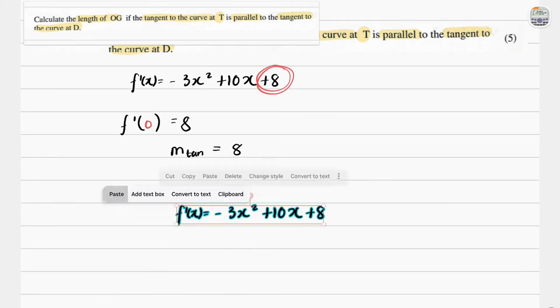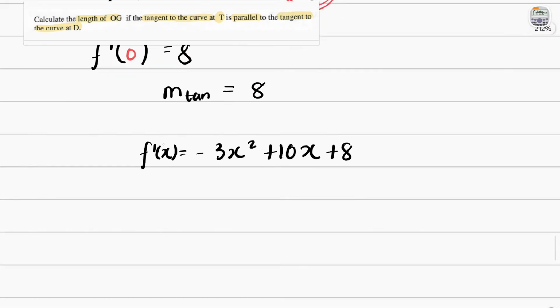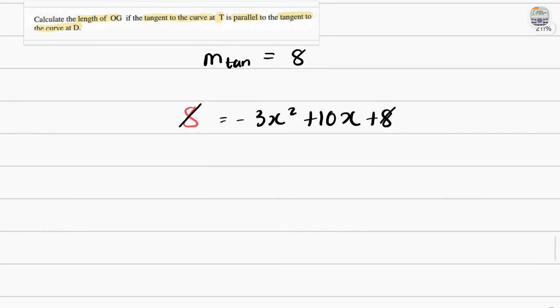We're going to use f prime of x because this is the general gradient of our cubic function. And we're going to find out where this gradient is equal to 8. From this equation, if you transpose 8, you see that it will cancel. So 8 is gone on both sides. We might as well take all of this over so that the x squared is positive. So that is 3x squared minus 10x is equal to 0.